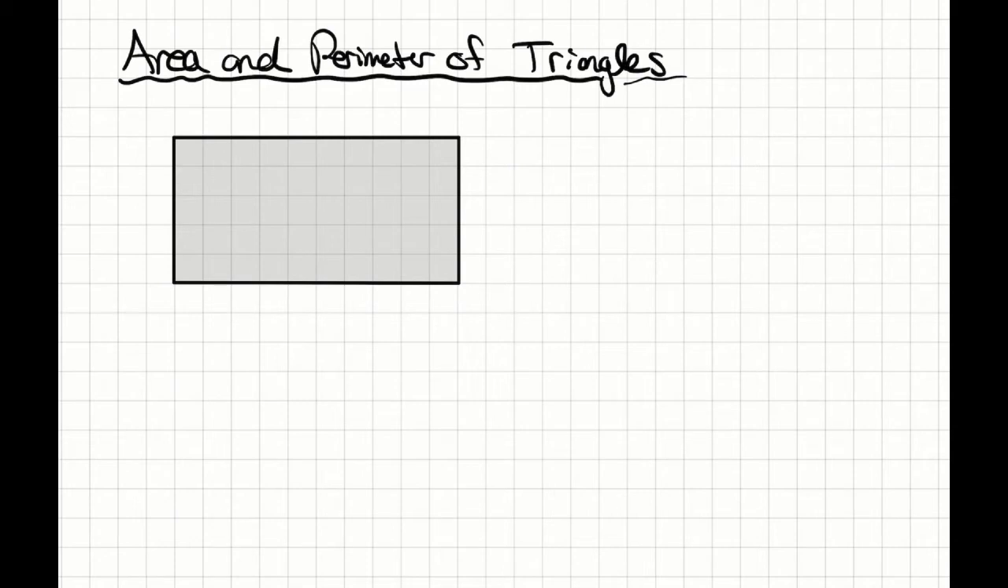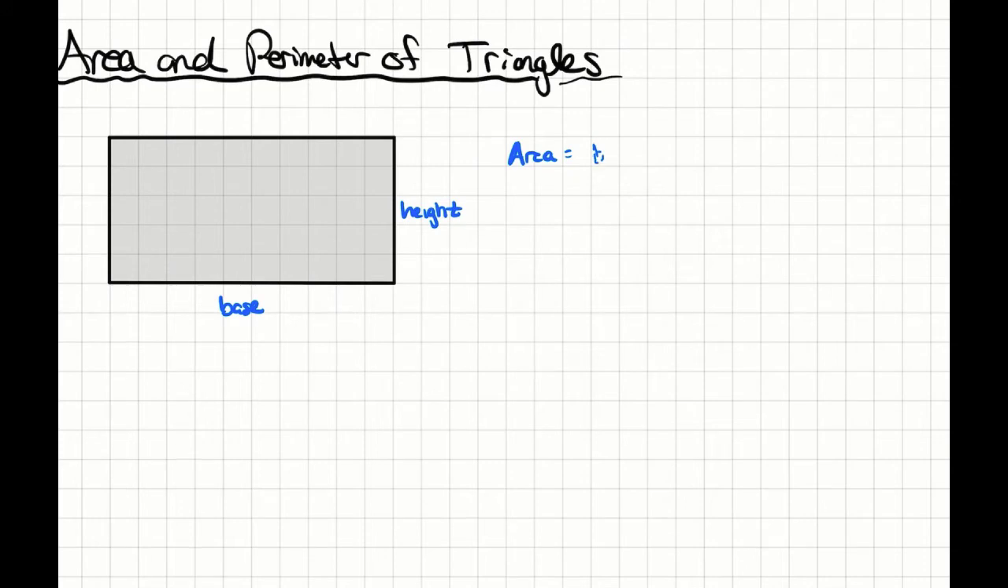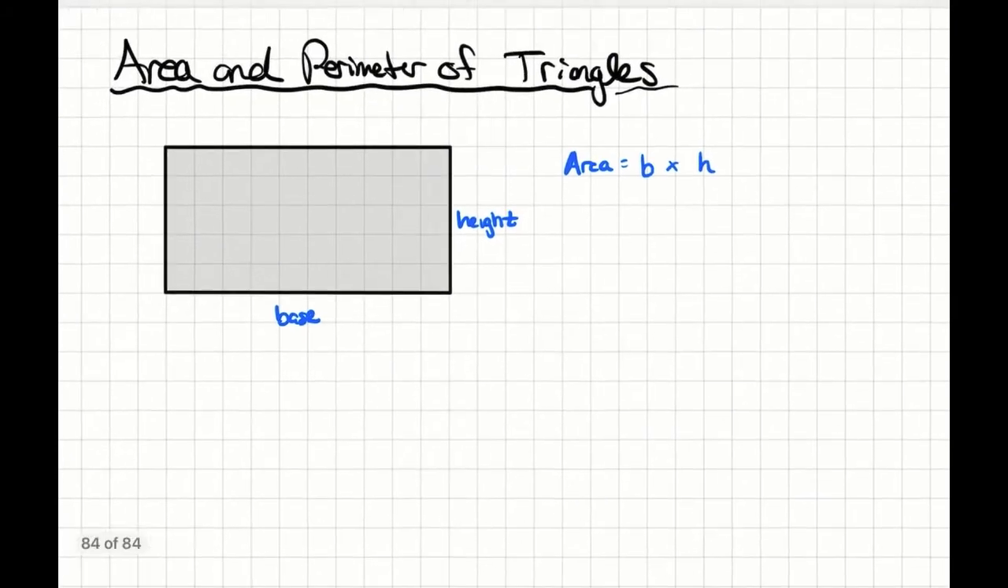But why we're starting with a rectangle is because we've already established that the area of a rectangle is basically its base times its height. And we're going to want to use those terms. In the past, and even in class, I've talked about length and width. Well, we're not going to necessarily do that here. We're going to look at base and height. So, area of a rectangle is base times height, b times h.